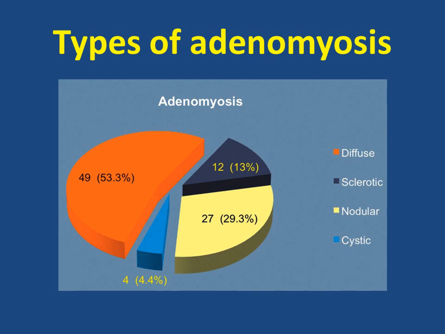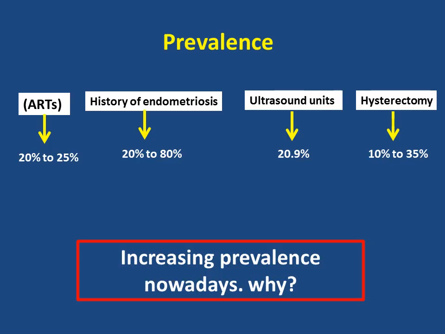Sometimes it is localized, nodular in around 30% of cases, and sclerotic in around 13% of cases. So you may see diffuse adenomyosis, you may see localized, you may see cystic or sclerotic adenomyosis. Now, is it a frequent disease? Can I see it in my day practice? Yes, you can see it if you concentrate on this disease, if you put it in your mind.